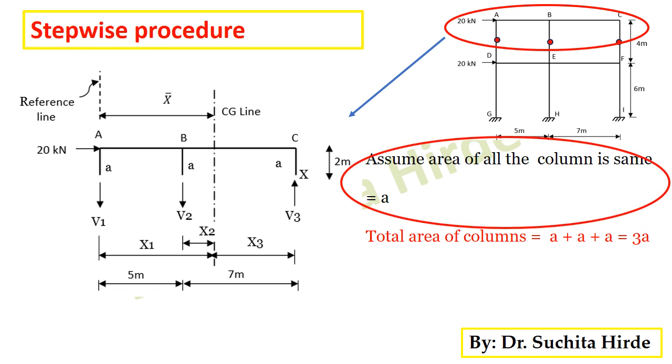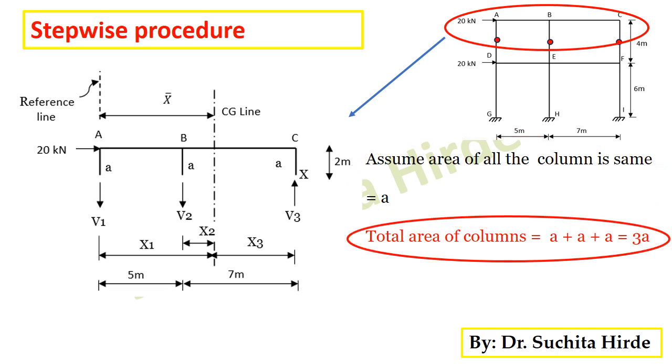In this example, the area of the columns is the same. So let us assume the area as A. So there are 3 columns, so the total area will be A plus A plus A is equal to 3A.